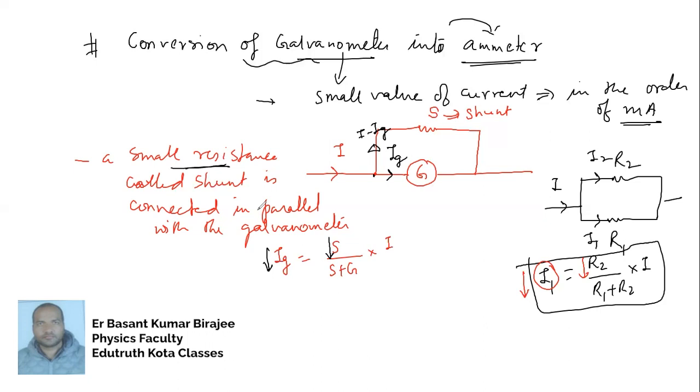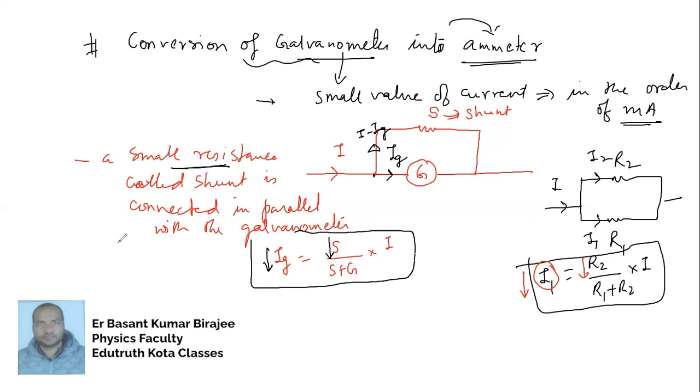We have many fine concepts in these topics. So we should understand why we are applying a small resistance in parallel. By doing this, our galvanometer won't get deflected too much because it will experience a small torque, and using this relation we can calculate the value of I.